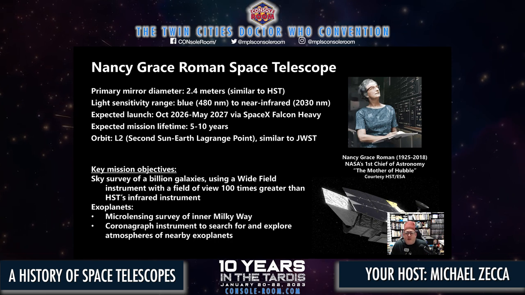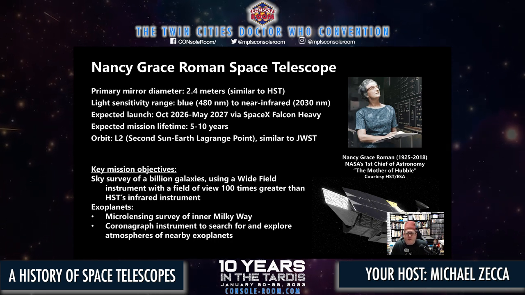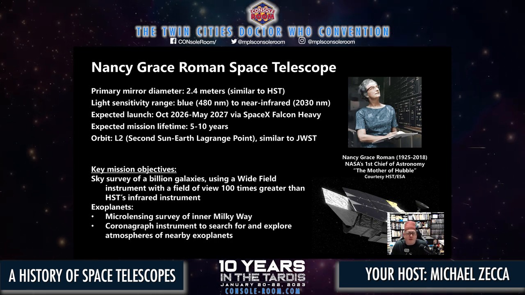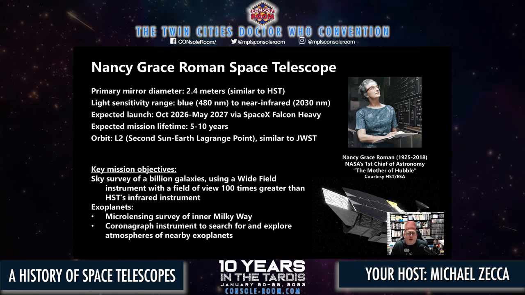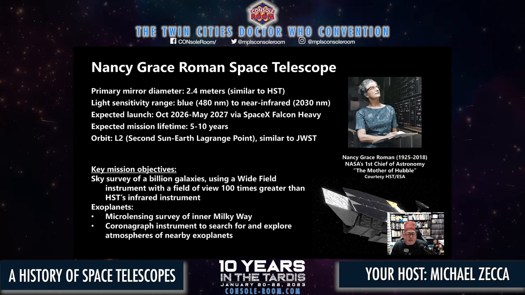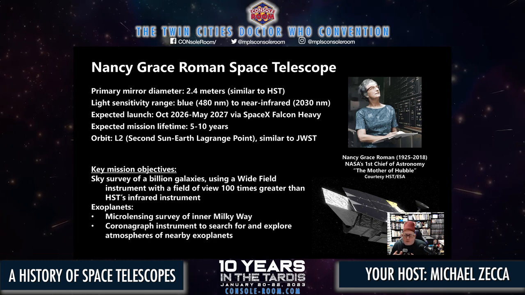But Nancy Grace Roman is going to be placed out in that Lagrange 2 position, similar to JWST. It's going to be its neighbor. So too far away for us to do service missions. So we've got to make sure we do it right the first time out.